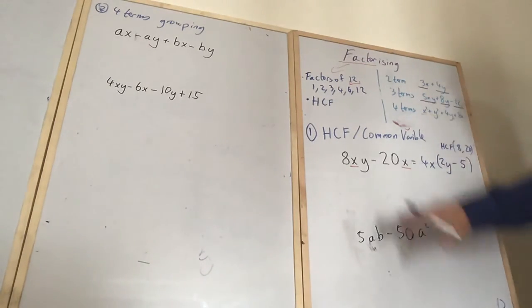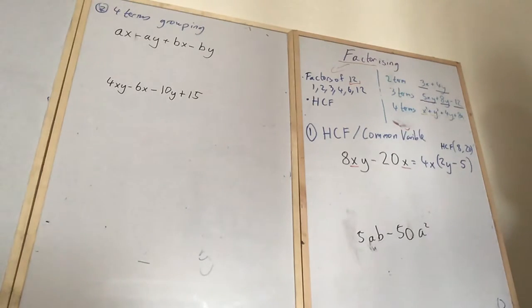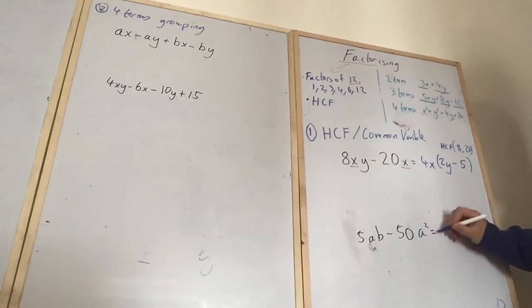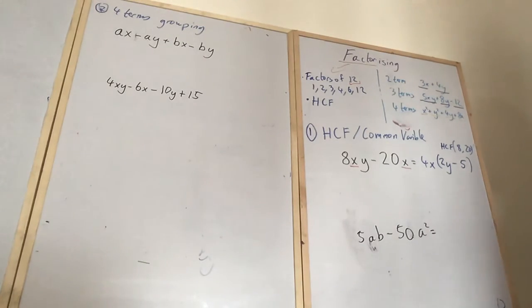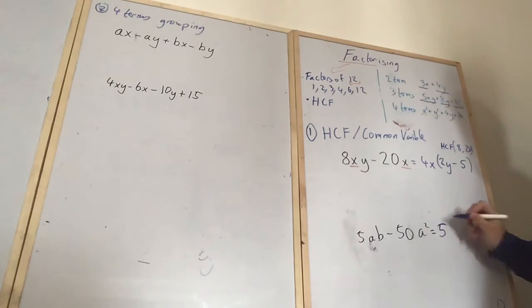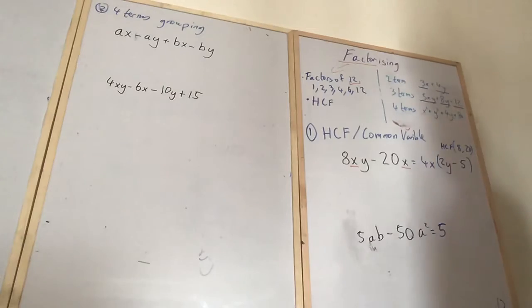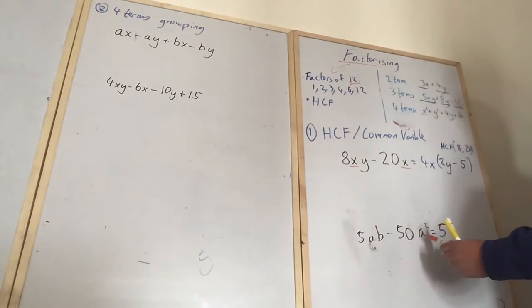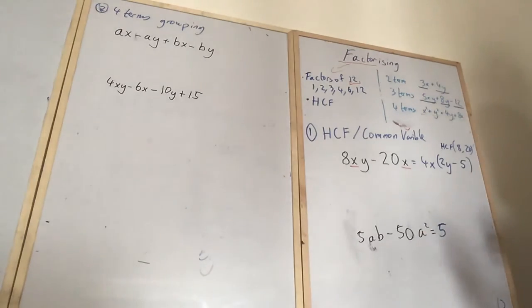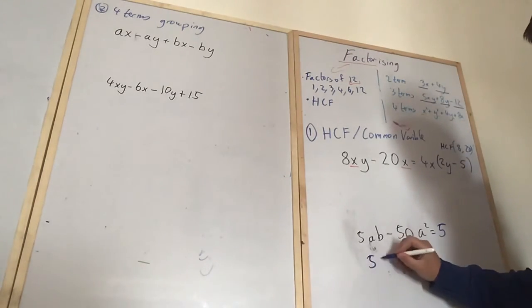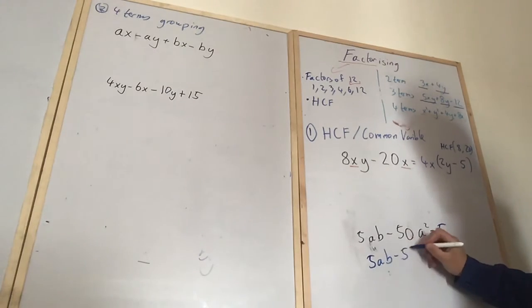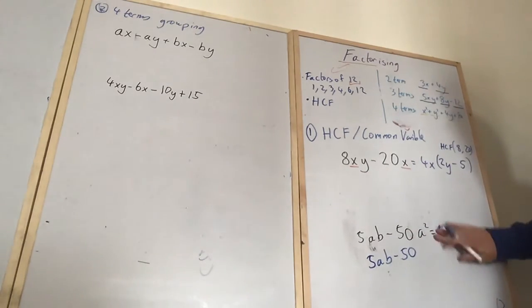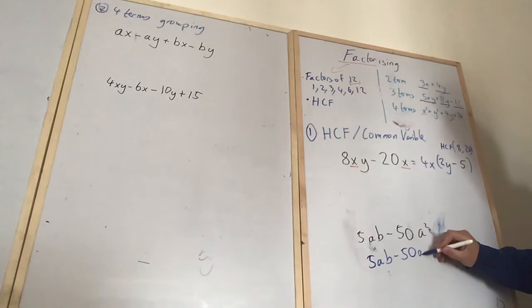The second one also here is 5ab minus 50a squared. So clearly the highest common factor you should be able to spot straight away is 5. So we'll take the 5 outside the bracket. Then we ask ourselves, what's the common variable? So you can see there's an ab in the first term and an a squared in the second term. So you could rewrite it as 5ab minus 50 times a times a, since a squared is the same as a times a.